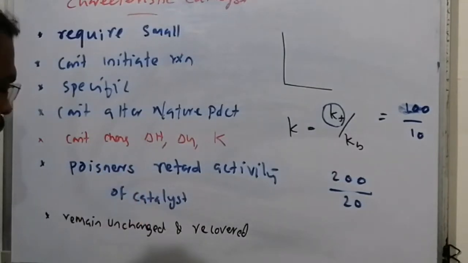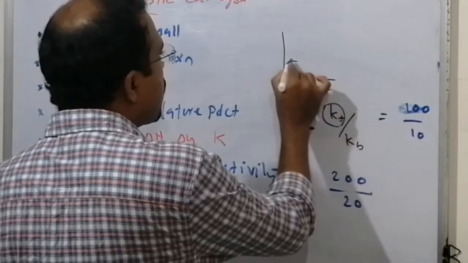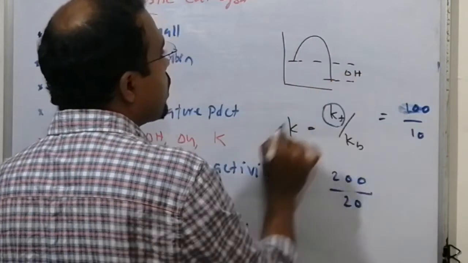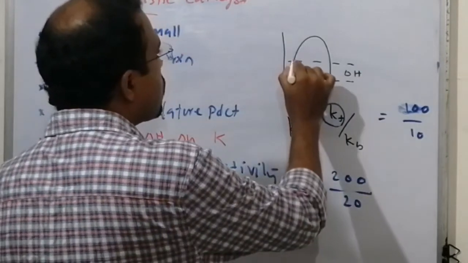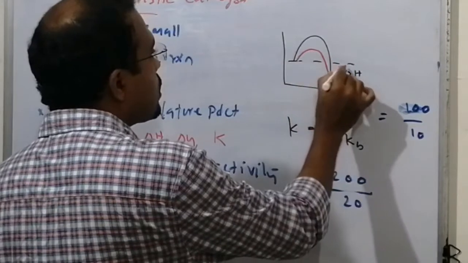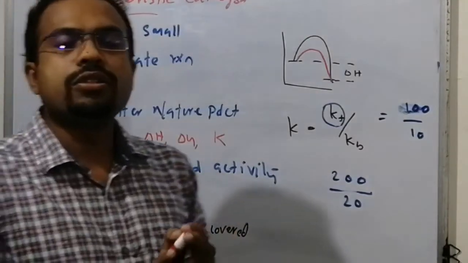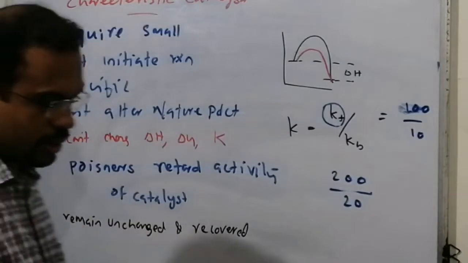Similarly, delta H of the reaction, we have already discussed. Suppose this is the reactant and this is the product. This is delta H. The catalyst does not change it. The catalyst only changes the activation energy. Still, delta H is the same. Therefore, the catalyst does not change the enthalpy of the reaction or the equilibrium constant.